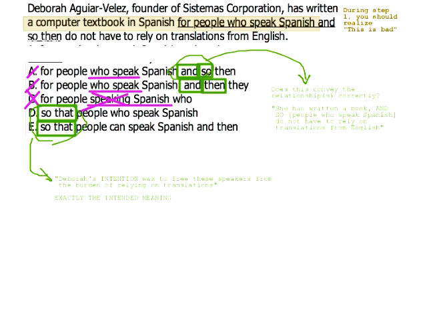Notice, in A, it just says it's a computer textbook in Spanish for people who speak Spanish. You can say, no, redundant. But also, "and then" implies that these are just two random things in succession, because "then" is not a cause and effect thing. I went to the grocery store and then I went to the restaurant. That doesn't convey the idea at all.